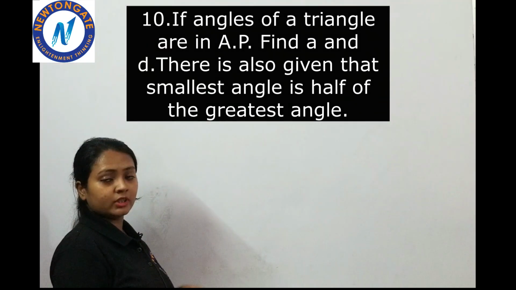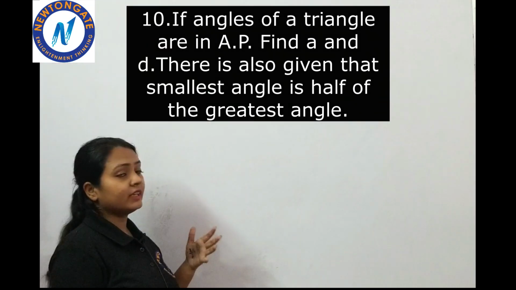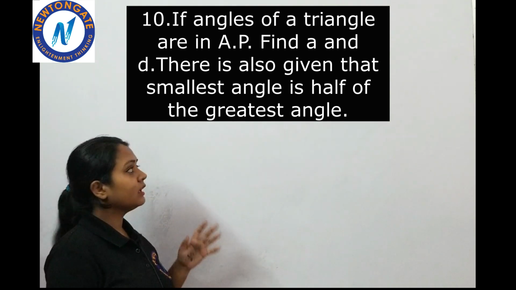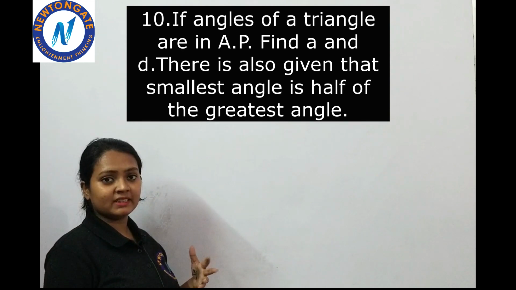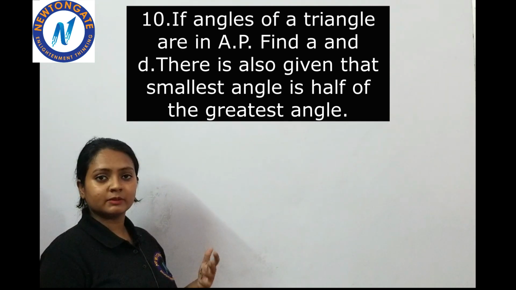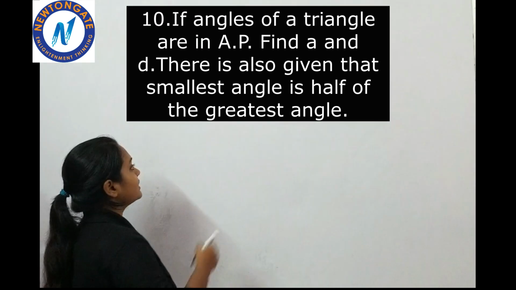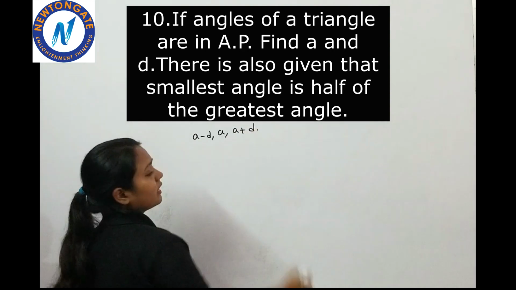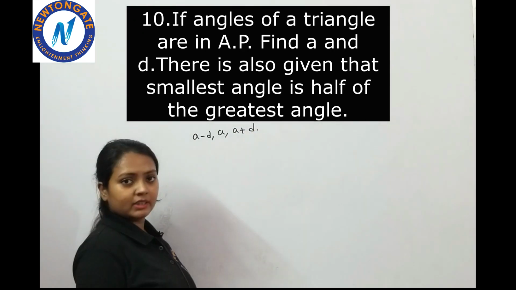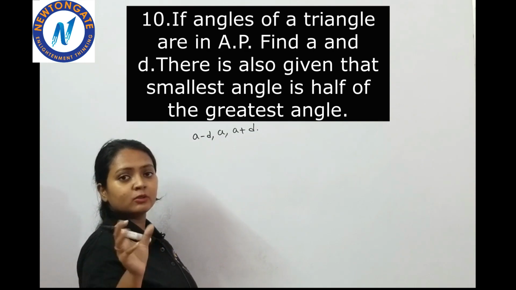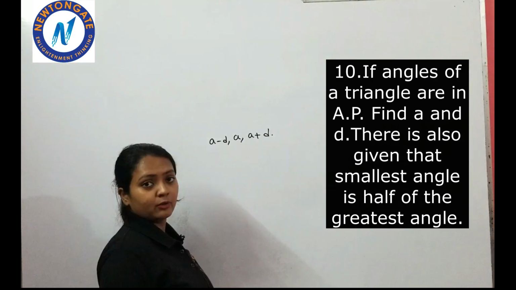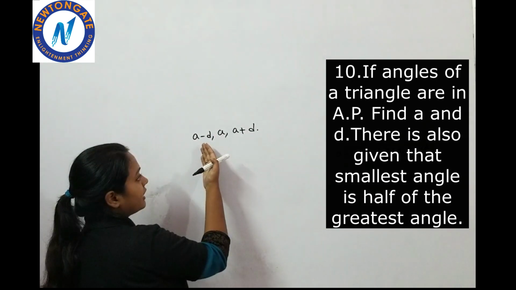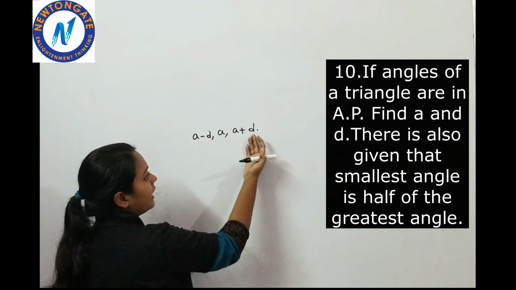Here is the last question, question number 10. In that question, it is given that the angles of a triangle are in AP. Right? When 3 terms are in AP, we consider the series A minus D, A and A plus D. Okay. If we consider this series, the problem is very easy to solve. Okay. For the given question 10, the angles are in AP, and we consider the angles as A minus D, A and A plus D.